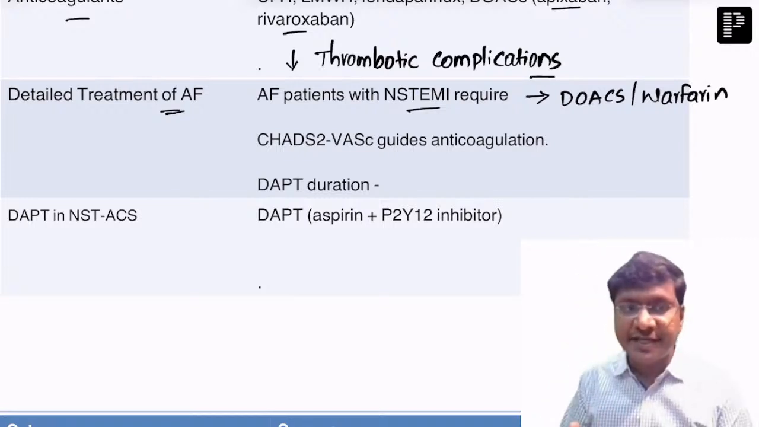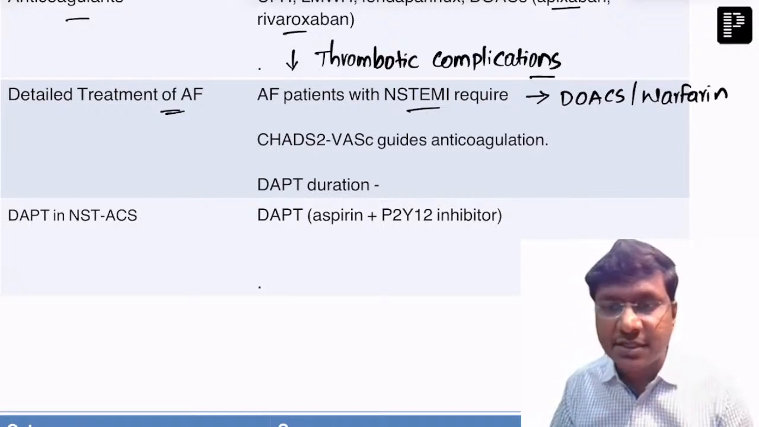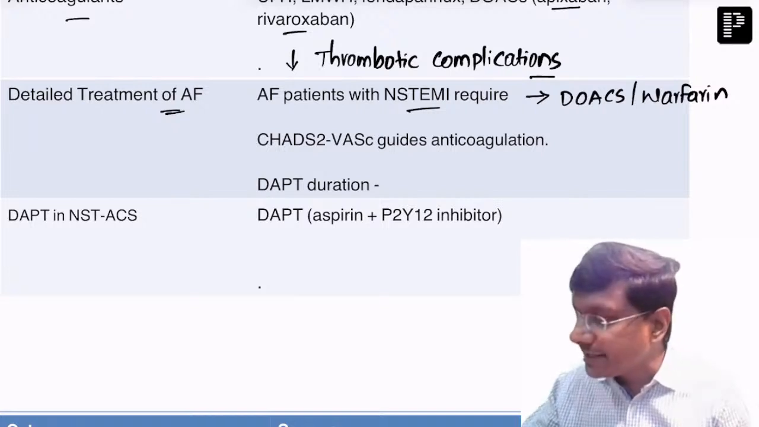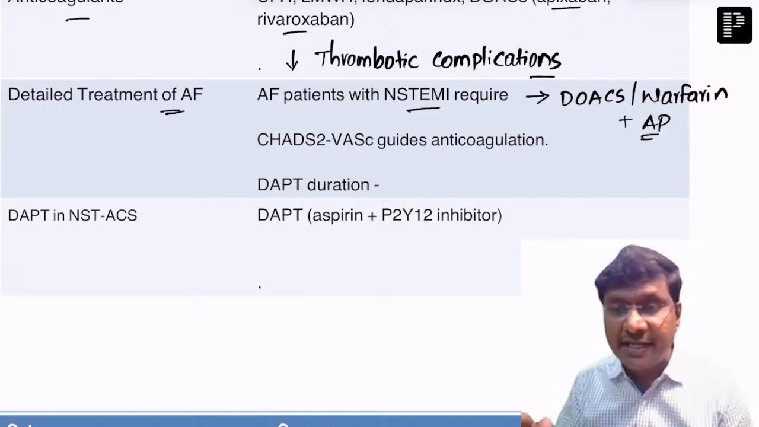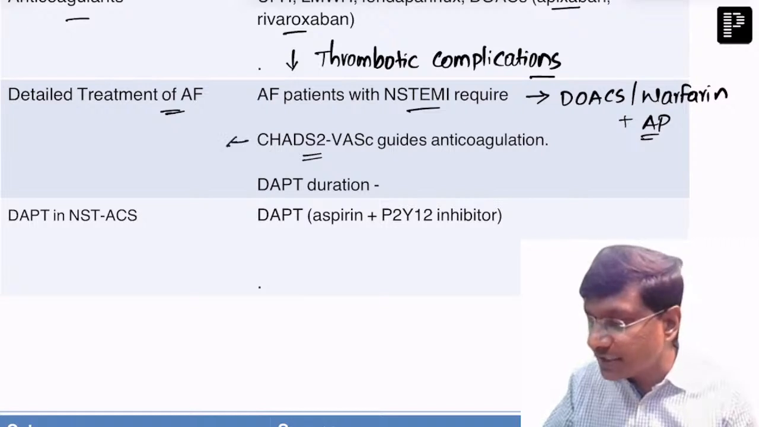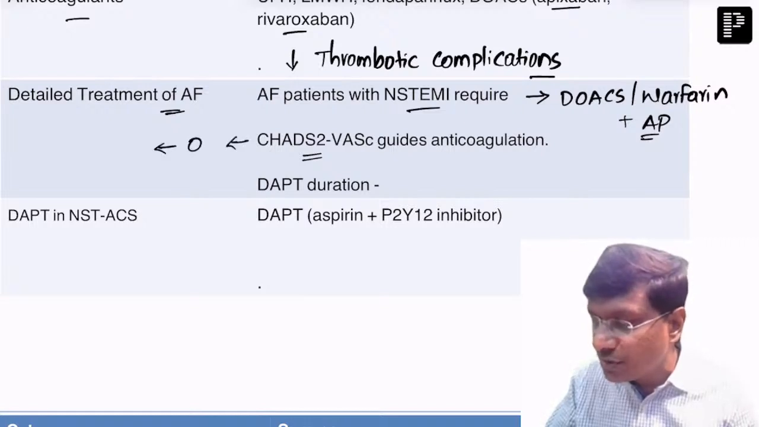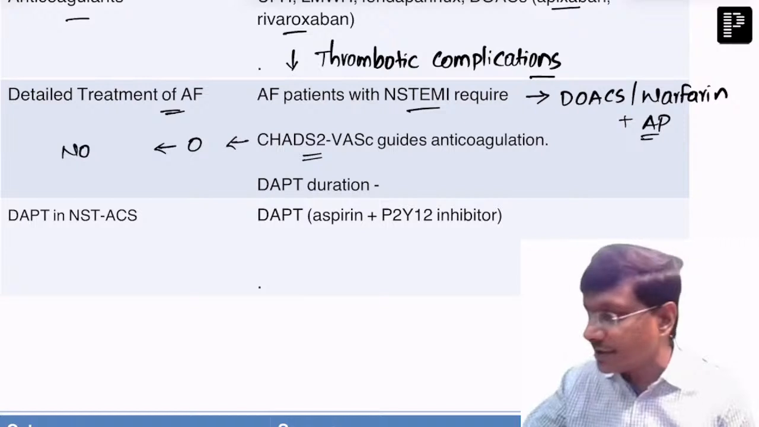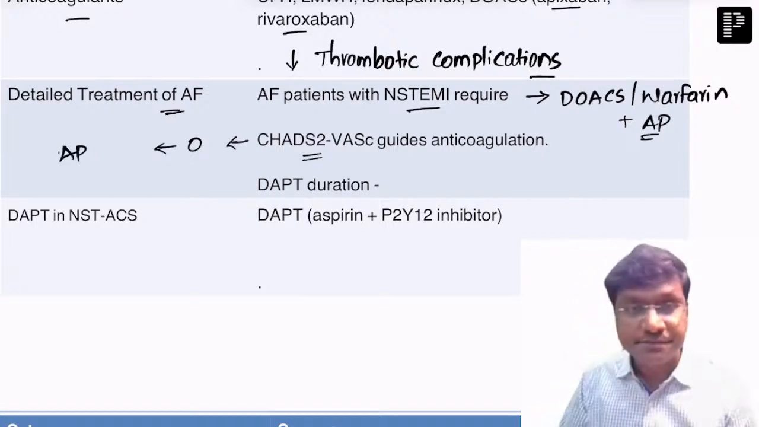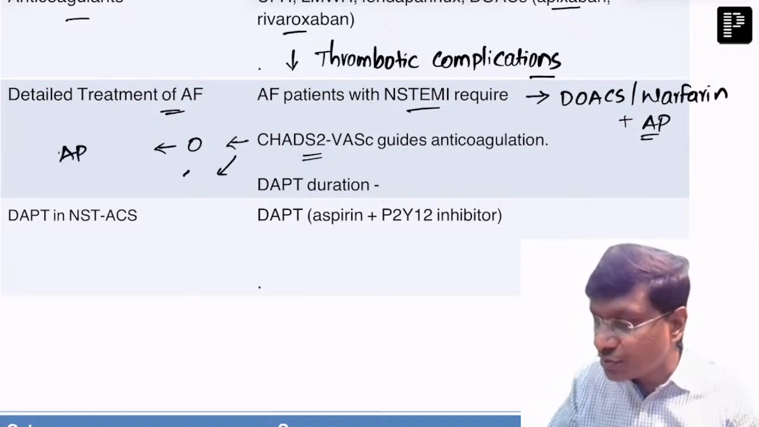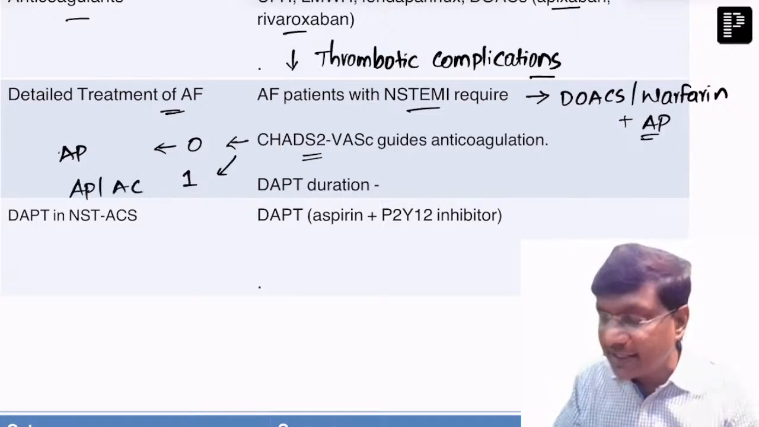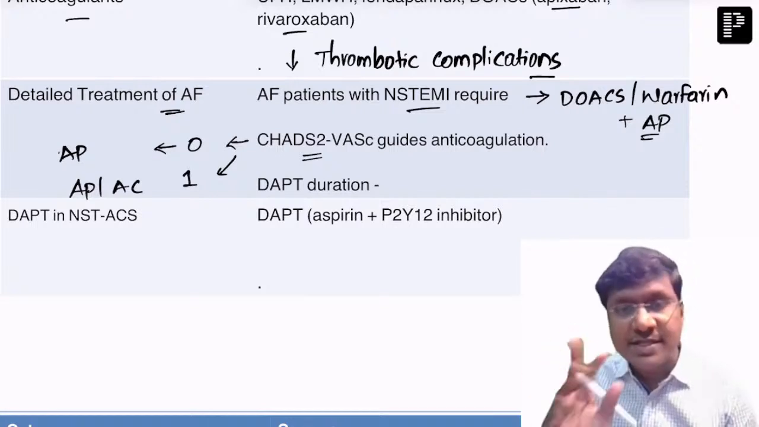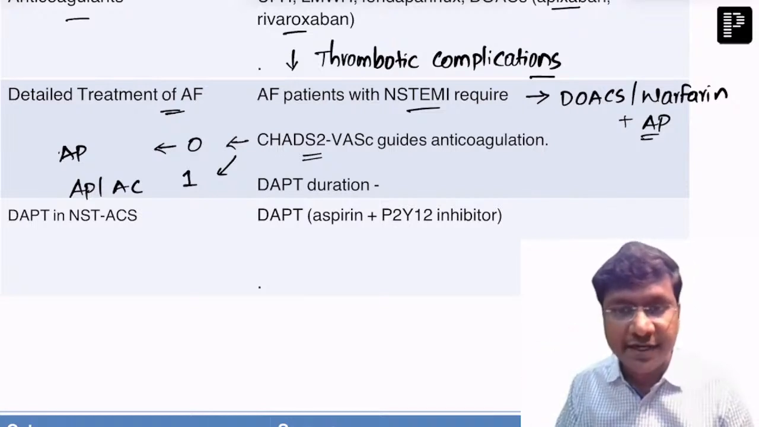Okay. AF patients with NSTEMI require the direct oral anticoagulants or warfarin, and that should be combined with the antiplatelets. Now, whether to combine with antiplatelets or give anticoagulants depends upon the CHA2DS2-VASc scoring system. If the score is 0, you don't require to give any anticoagulants, here we give antiplatelets, right? And if the score is 1 in a case of NSTEMI, then you should give either antiplatelets or anticoagulants.